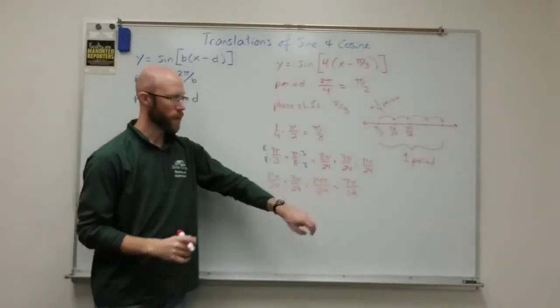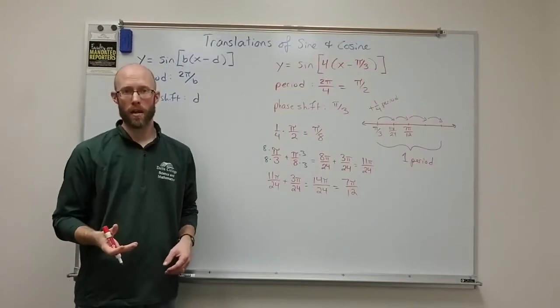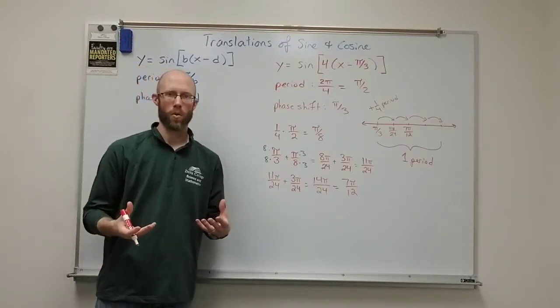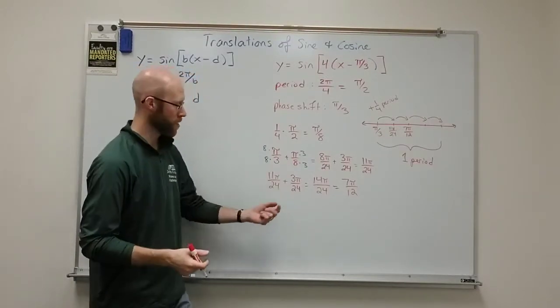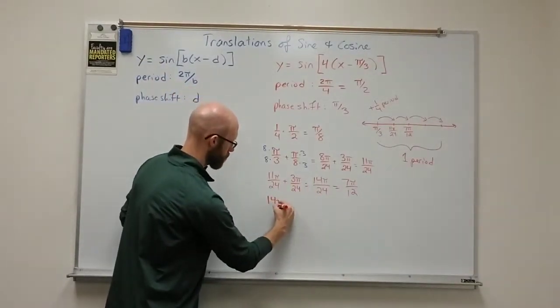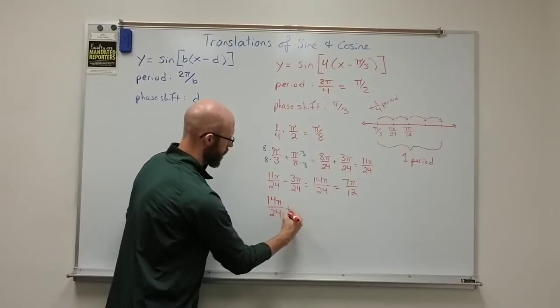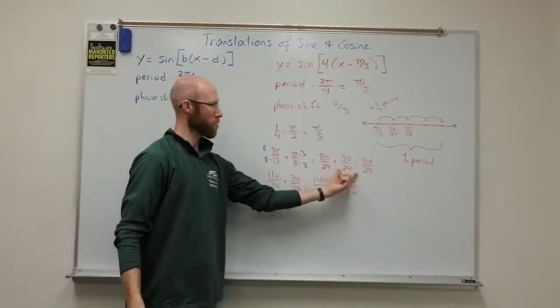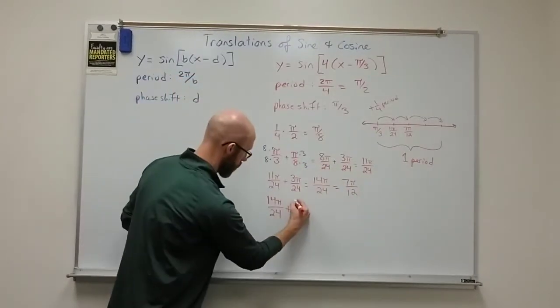Then I take that number and add another pi over 8, but remember I'm going to deal with the denominators that are alike. So I'm going to go to the unreduced form, 14 pi over 24, and add pi over 8, which I know is already 3 pi over 24.